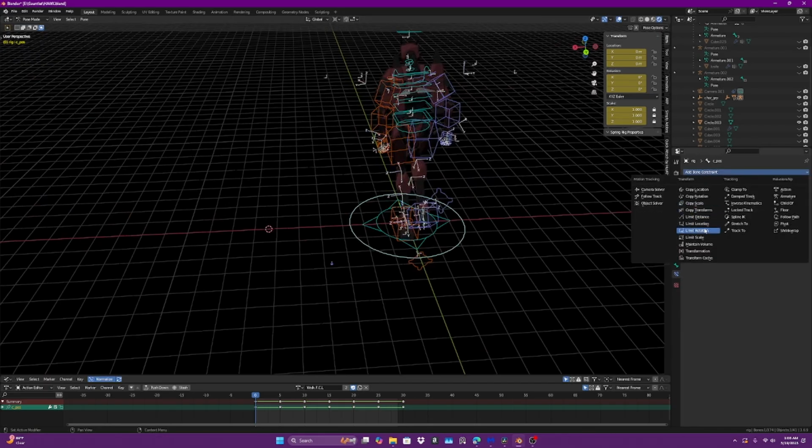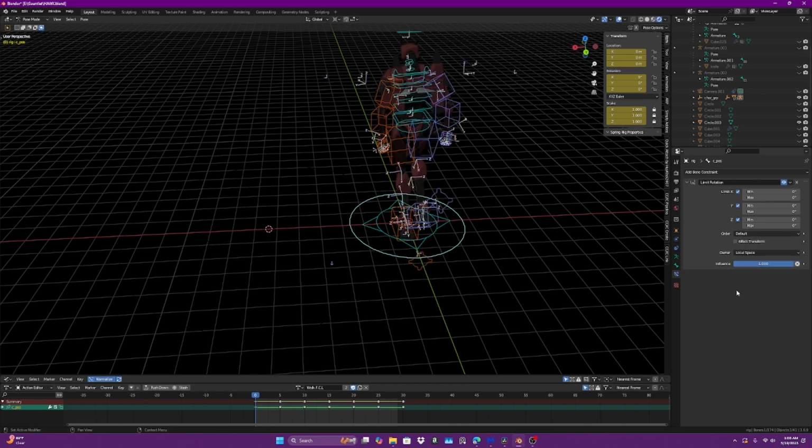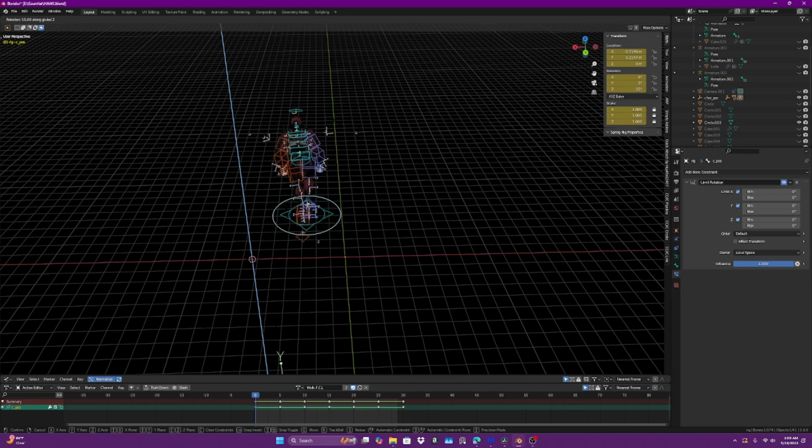Before we do anything else, limit rotation for all axes of the root bone and set it to local. Now if we do things like rotate around a pivot, the root stays facing forward, which is what we want.